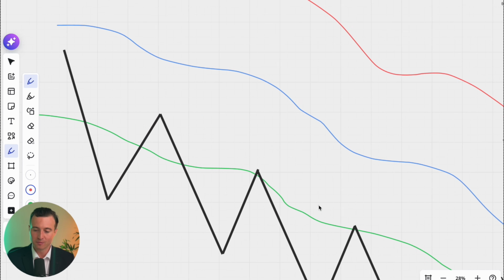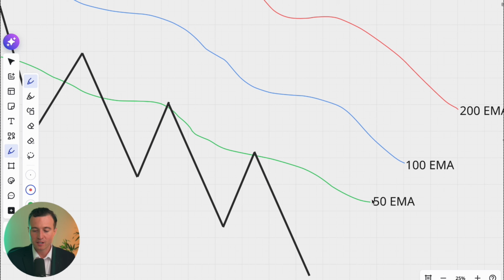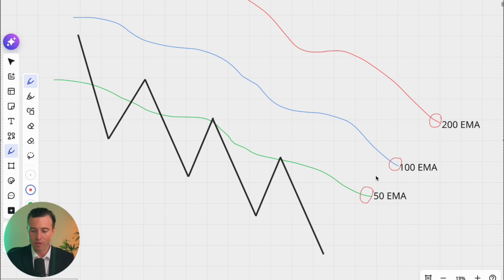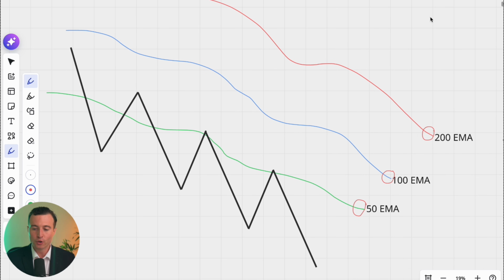Vice versa, if the 50 exponential moving average is on the bottom, the 100 is in the middle, and the 200 is on the top, this would indicate to you as a trader that you have a sell bias market, and so you would only be looking for shorting positions.